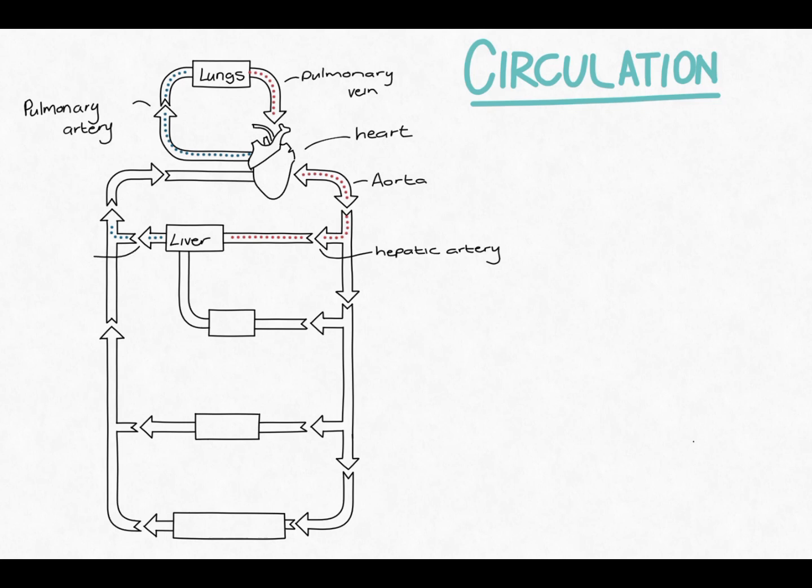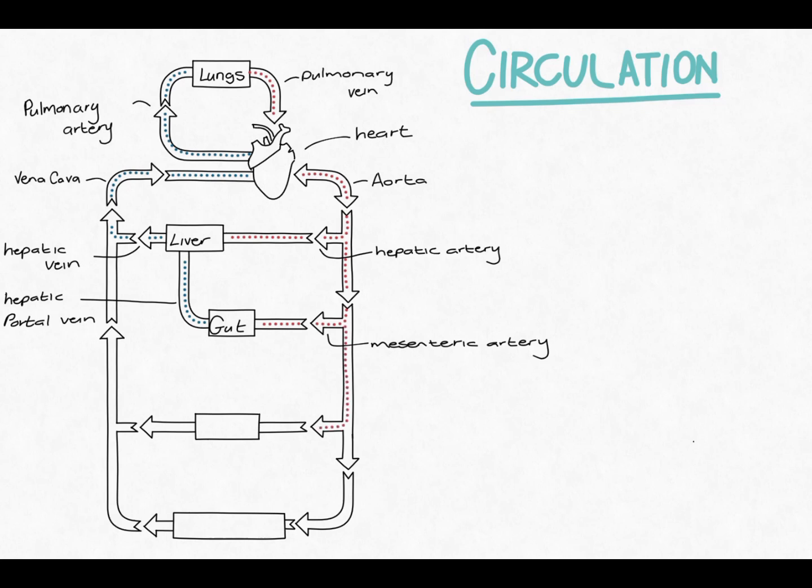Deoxygenated blood from the liver will then move through the hepatic vein back towards the heart. Now, another path that oxygenated blood can take is that it could move through the mesenteric artery. Now, the mesenteric artery flows towards the gut. Deoxygenated blood from the gut can then flow towards the liver through the hepatic portal vein and then back towards the heart through the hepatic vein.